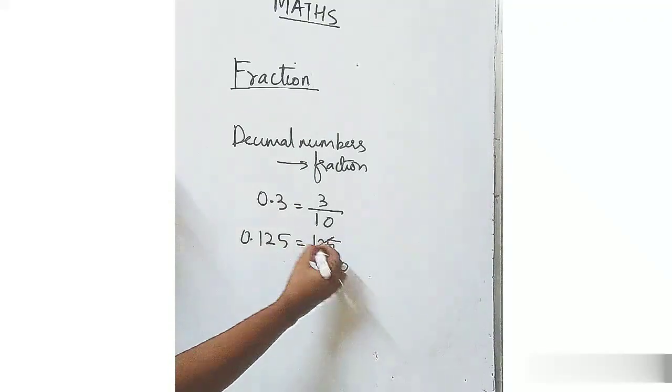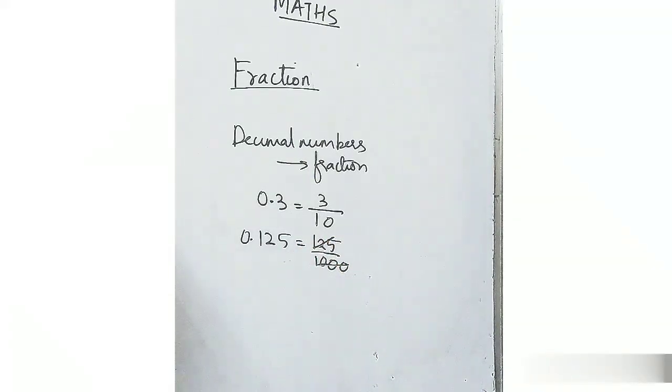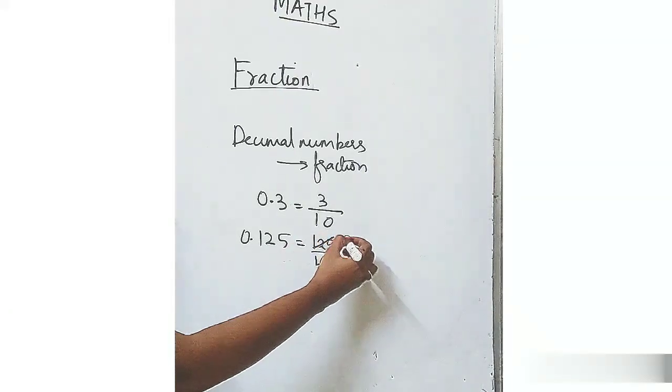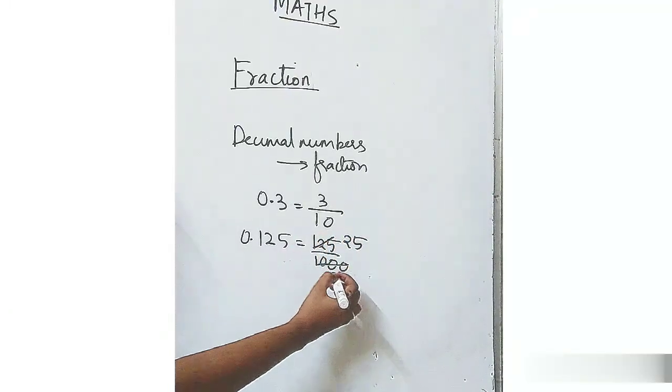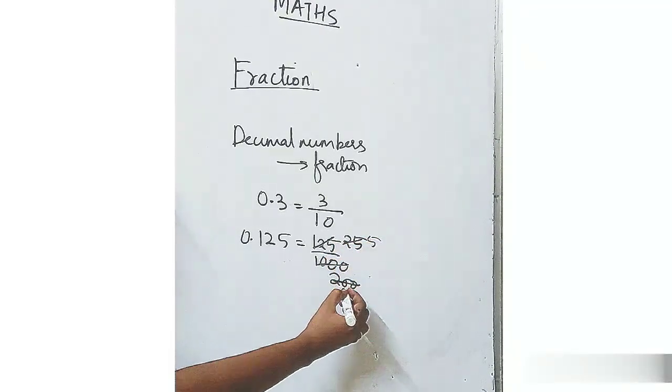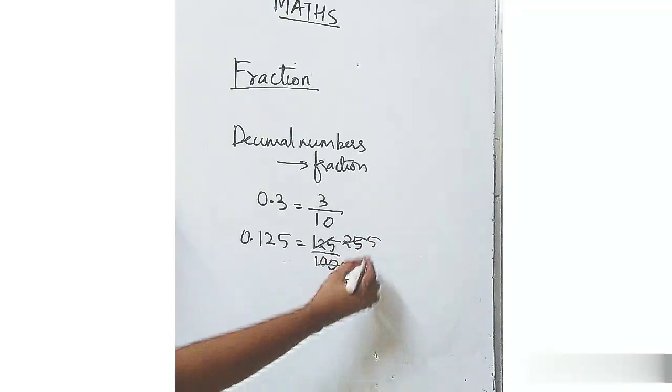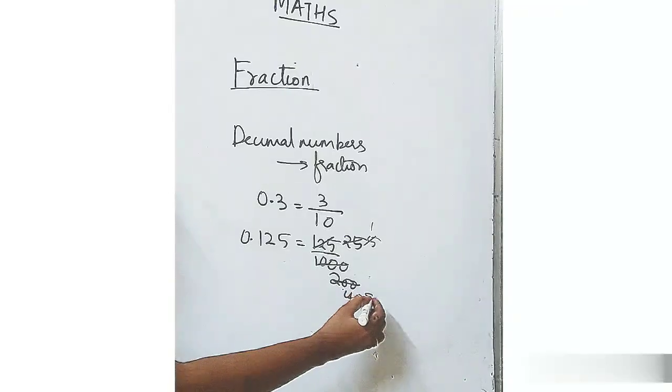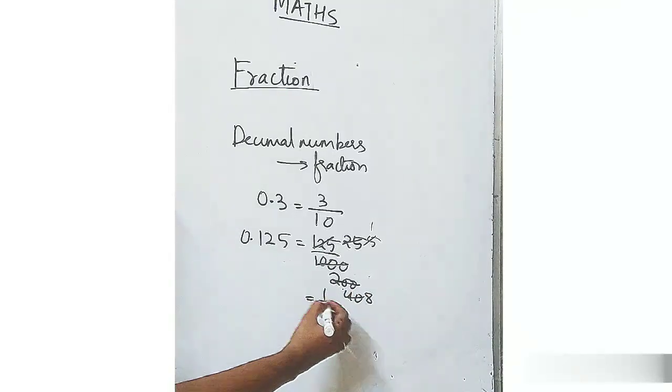Now we'll see. 125 comes in the 5 table how many times? It will come 25 times. And 1000 will come 200 times. Again 5s are, this will be 40. And again 5 ones are, this will be 8. So I'll write it as 1 upon 8.